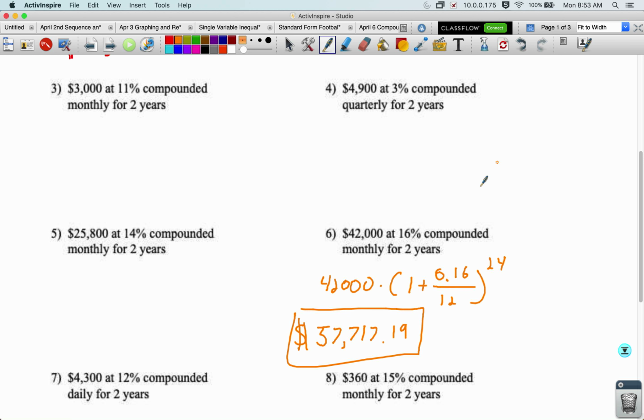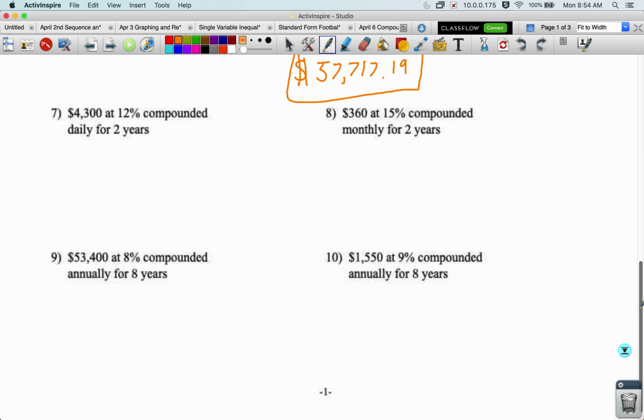And then we'll double check by doing 42,000, and we'll say 16% for 2 years. That's basically like getting 32% once. So multiply by 1.32. And we should get a number just a little bit less, but not that much less. We get 55,440. So that's our double check. And that is actually the formula for simple interest right there.